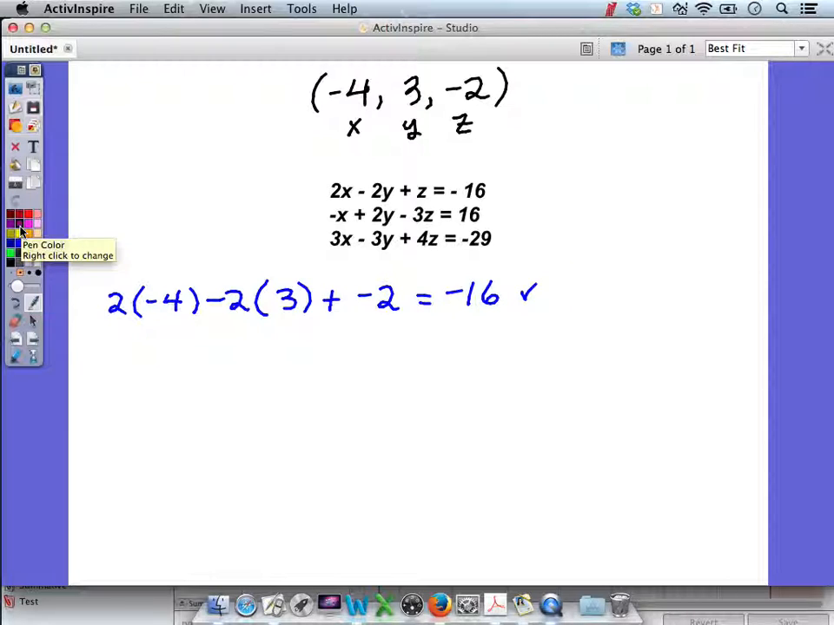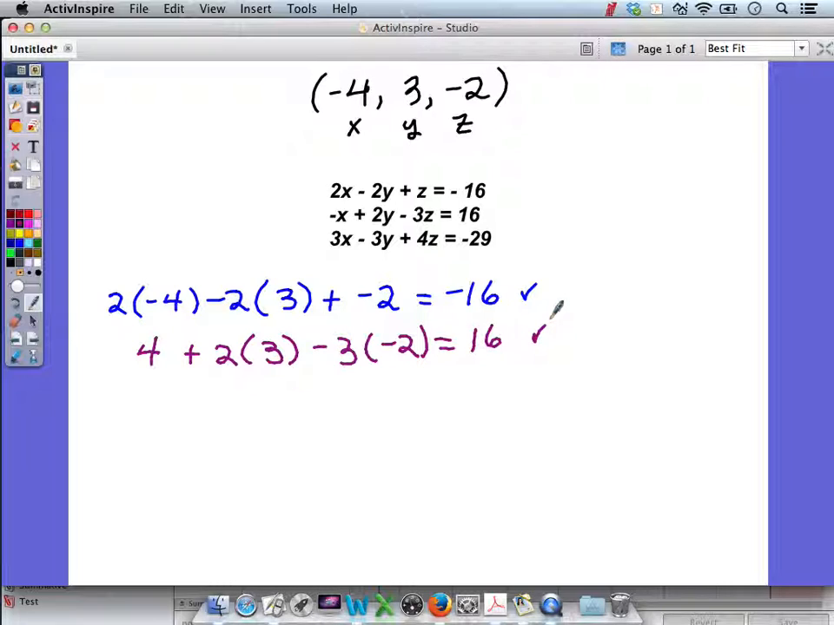Then you're going to go to the second equation. Now you have to be careful because this is the opposite of x. So the opposite of negative 4 is going to be positive 4. So I have positive 4 plus 2 times 3 minus 3 times negative 2, substituting in for x, y, and z, and you're going to find that that equals 16, and that will check out.